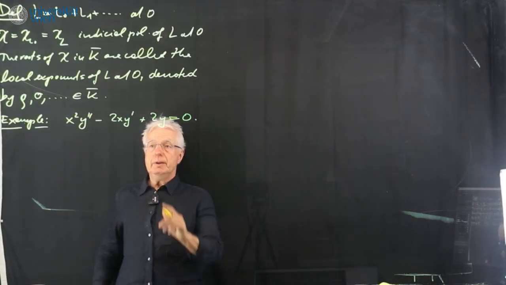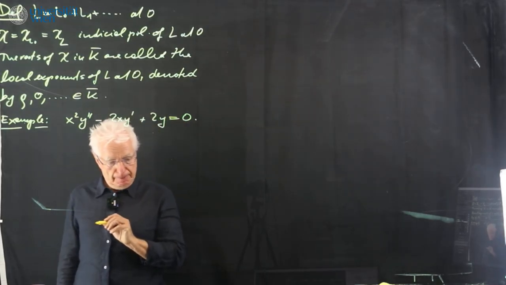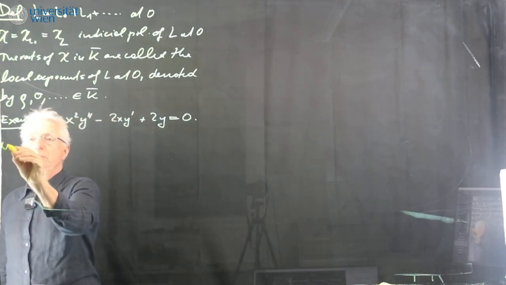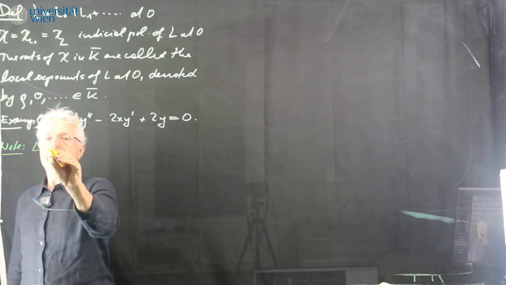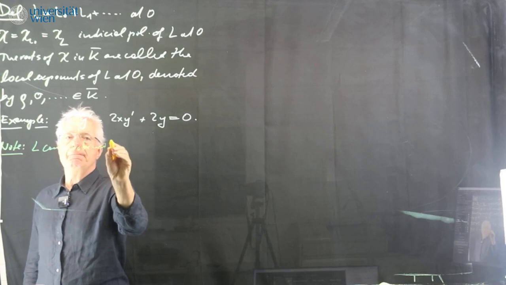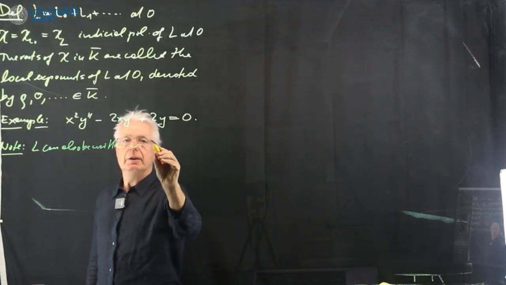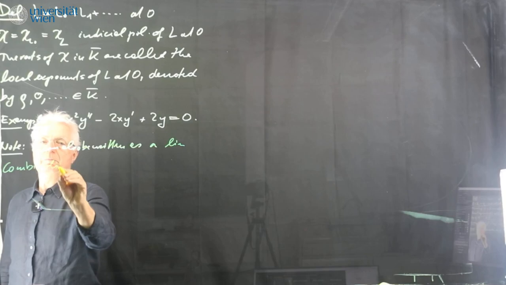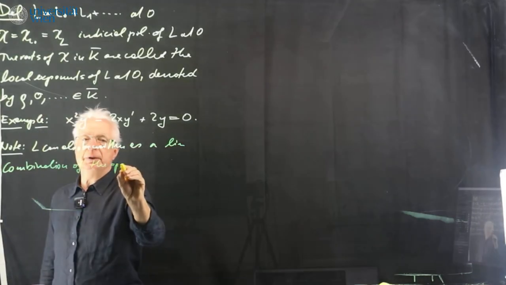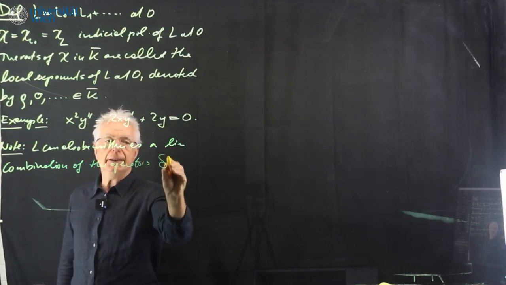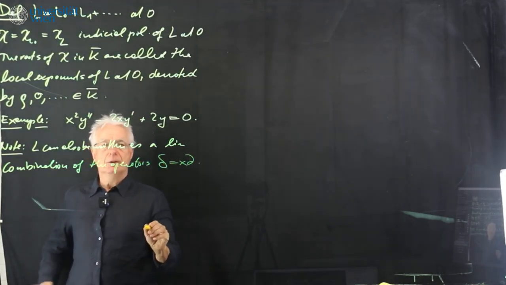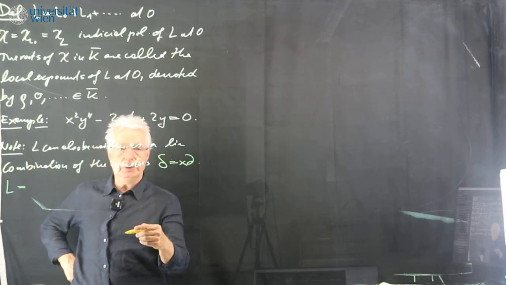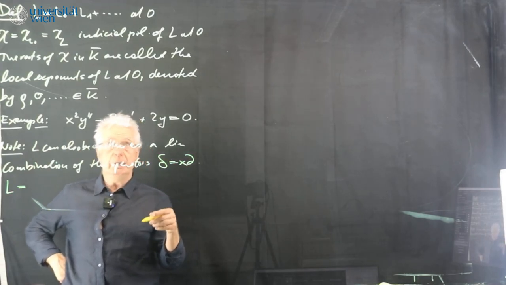So now here, you can rewrite this. This is something which holds in general. So note, L can also be written as a linear combination of the operators delta, which are x times del. So now you would get L equals, of course, this may introduce denominators, but you don't care. You take the quotient field of O.